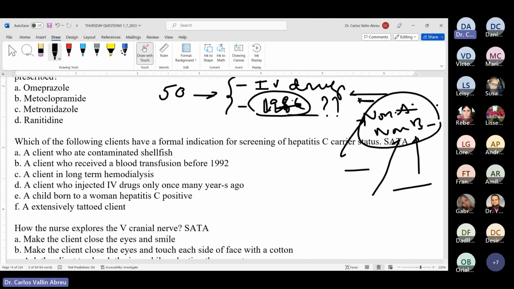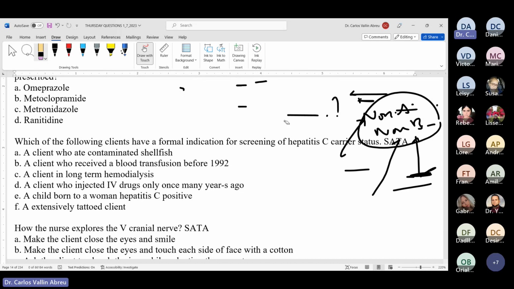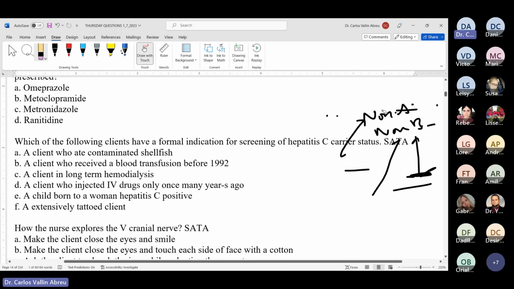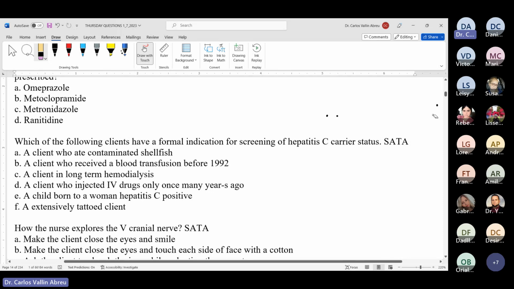Later, around this time in 86 and beyond, they discovered the virus. And it was not until the 90s that they started screening systematically all the transfused blood for the virus. Summarizing, many people before that time received transfusion with the virus. Okay, once I give the explanations, it will facilitate you answering this question.